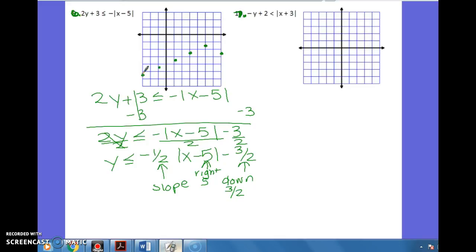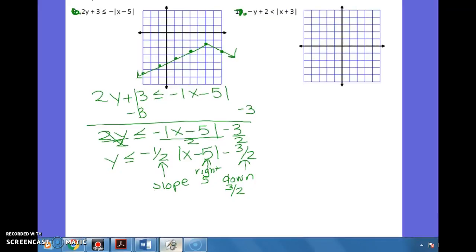Solid or dash? Pick a test point. So where are you going to pick it? Well, 0, 0 is fair. So test point 0, 0.